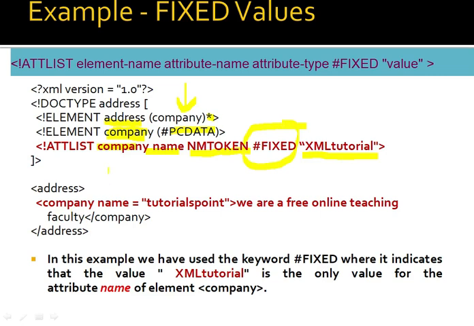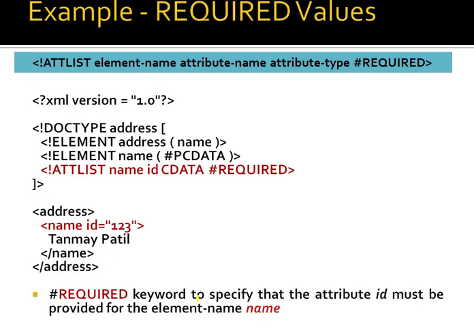So when the value for the name is supplied in the XML file, this is actually an XML file, it should not be changed. Why? It is fixed. So in this example we have used the keyword fixed, which indicates that the value XML tutorial is the only value for the attribute name of the element company. So that is the only possible value that we can supply.